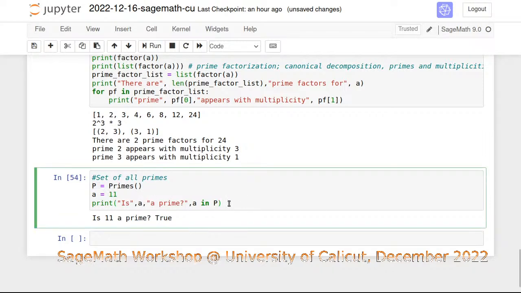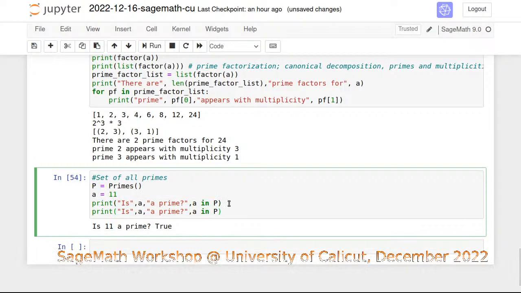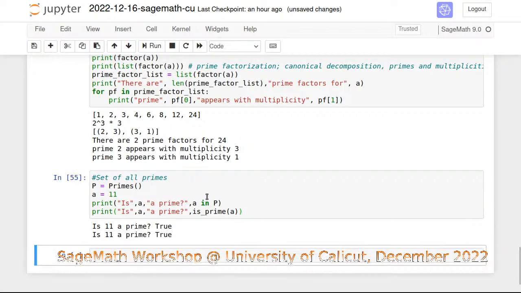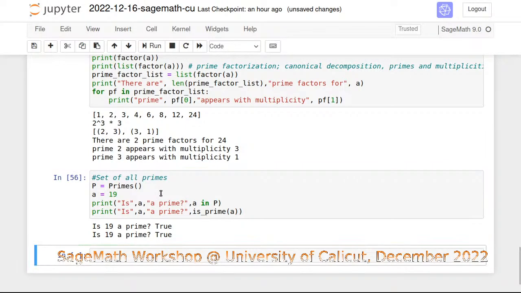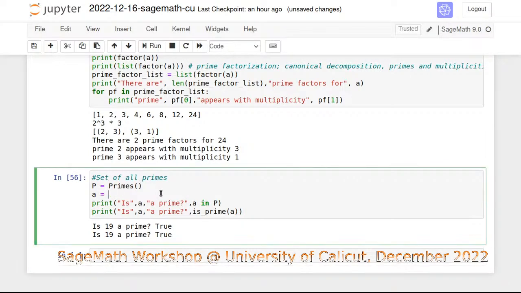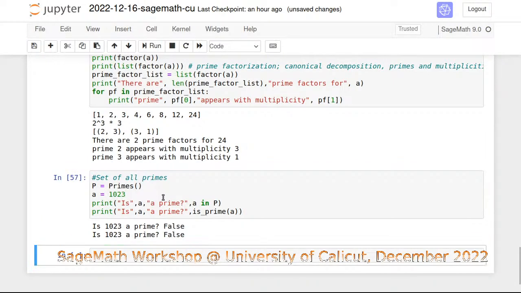Or in fact, we don't even have to do this. You can simply ask, is prime A? That's also possible without even going to the set P. Is 11 prime? True. 19? True. 1023? False.